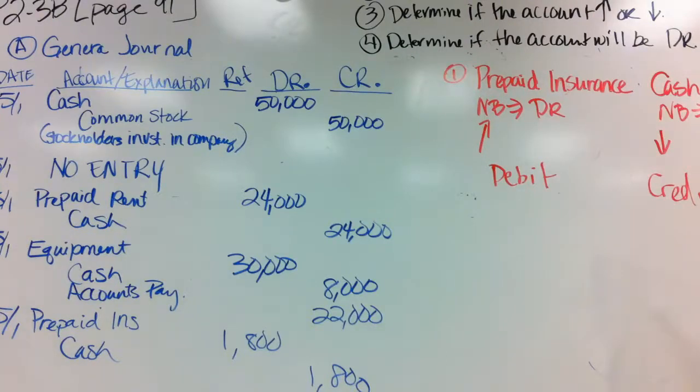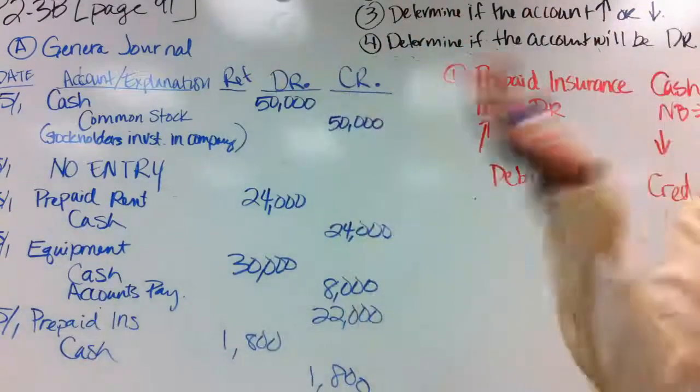So now you should be able to do 6 through 12, right? You can do it. I know you can. Make sure that your debits equal your credits. You have a question?